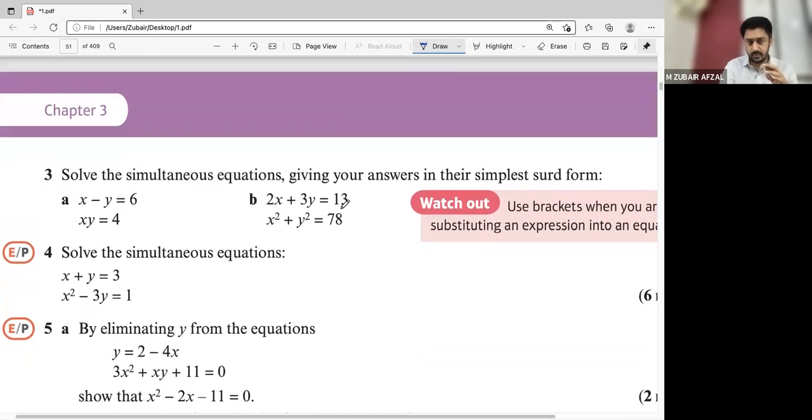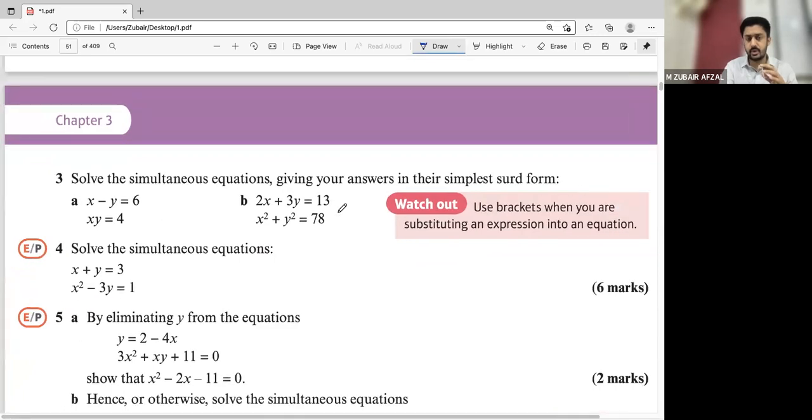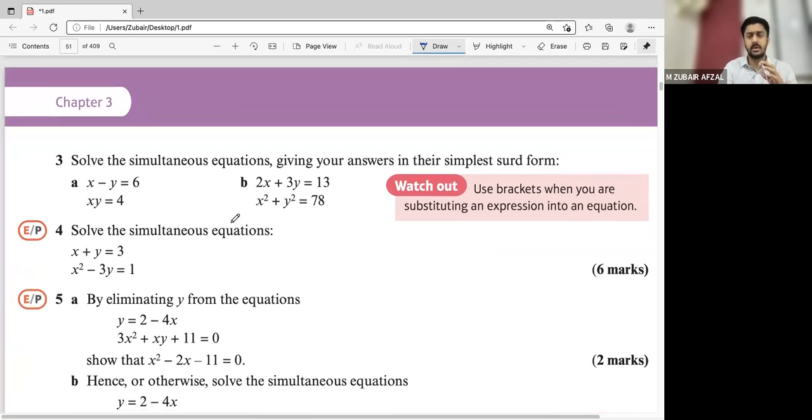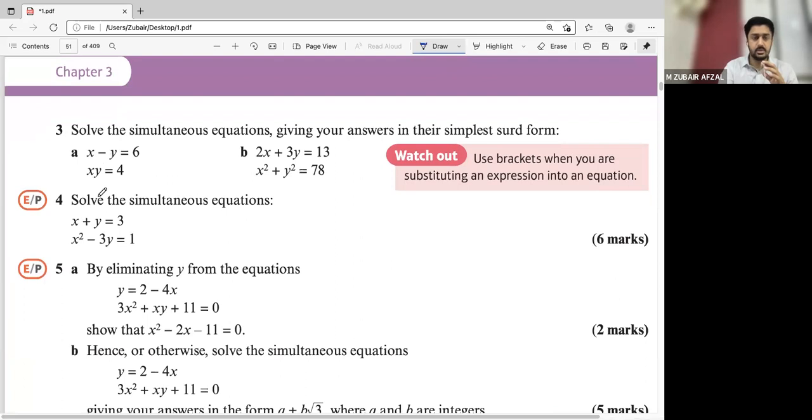These questions won't be tough, only this statement. You just have to read the statement carefully. Question number 3 says solve the simultaneous equations giving your answers in the simplest surd form. And definitely here it is asking you for the exact answers and not in decimals. So you have these equations and solving.